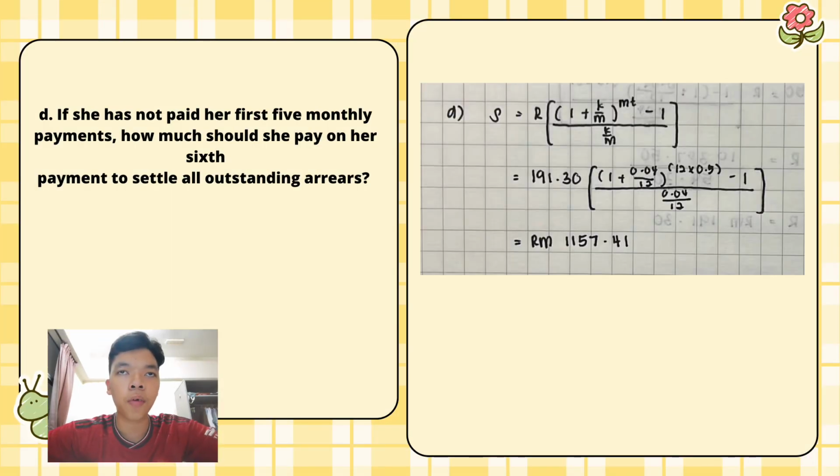Question D. If he has not paid his first 5 monthly payments, how much should he pay on his 6th payment to settle all outstanding arrears? So for this question, we will use the formula S equals R in bracket 1 plus I power of N minus 1 over I. So we will get 191 ringgit and 30 cents in bracket 1 plus 0.04 per 12 power of 6 minus 1 over 0.04 per 12. So the answer is 1,157 ringgit and 41 cents.